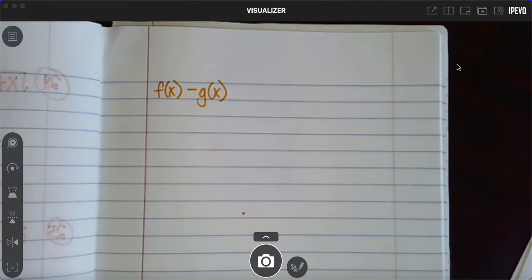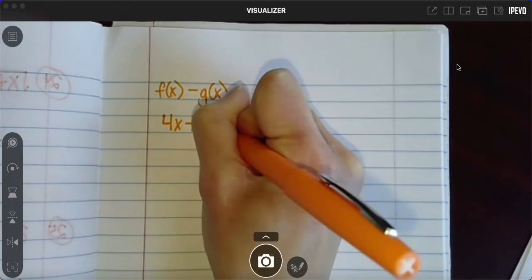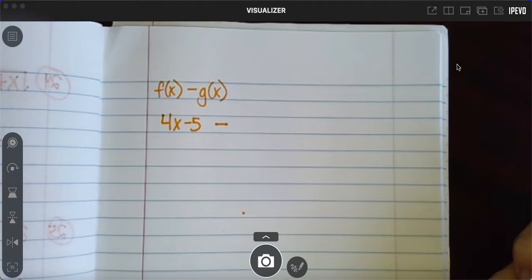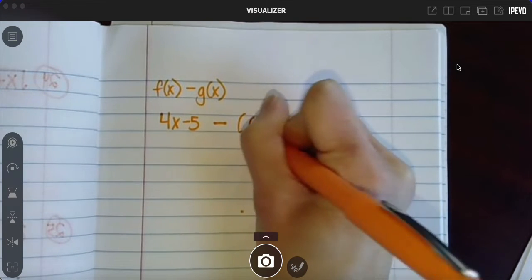Take your F function and subtract your G function. I think on the short answer, there's one like this. This was on the ACT, and so was inverse. So f of x is 4x minus 5, and I'm subtracting that entire G function, which is 6x minus 3.